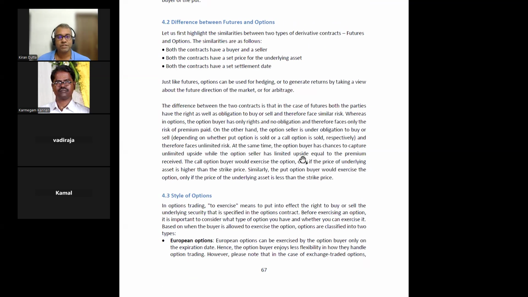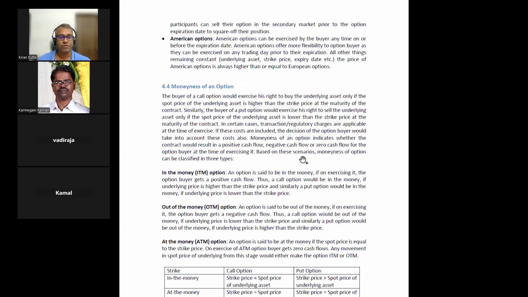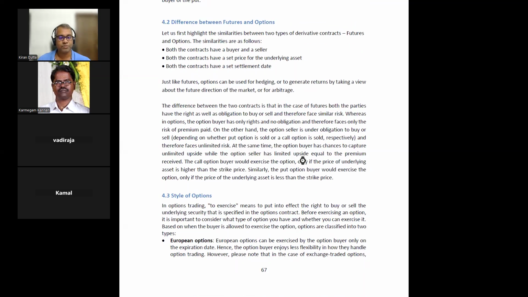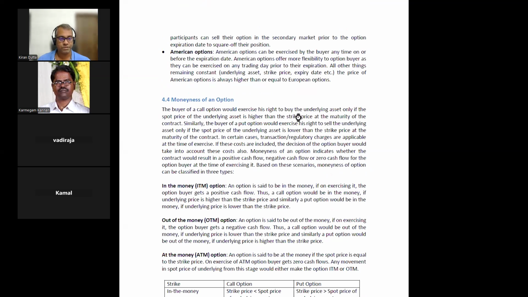And again, we discussed the style of options. Same thing we mentioned multiple times: American options and European options. Again, just to repeat, what is a European option? The options expire only on a specific expiry date. American options can expire on any day. Okay. Money settlement option we studied in detail. ATM, ITM, and OTM. The spot price, strike price.